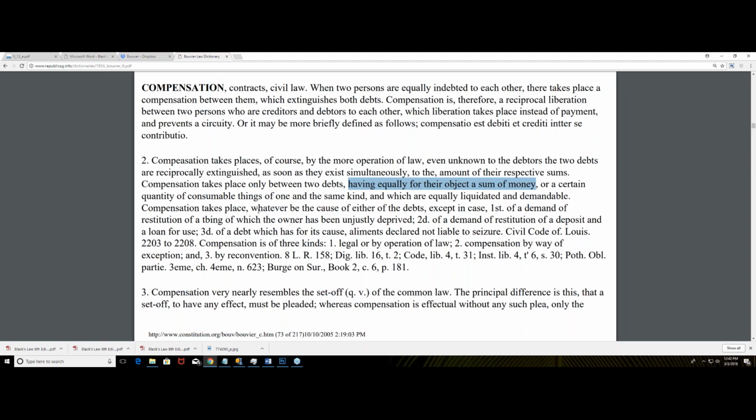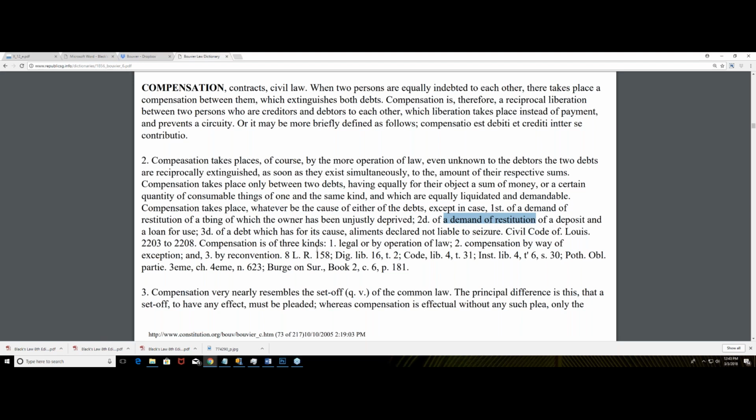Compensation takes place whatever be the cause of either of the debts, except in case first of a demand of restitution of a thing of which the owner has been unjustly deprived, and two, of a demand of restitution of a deposit and a loan for use. All right, right here, a demand of restitution of a deposit and loan for use. That's what you're doing. You're demanding a restitution of that because you're the older new court. You're making a deposit. You're giving them money to use. Of a debt which has for its cause aliments declared not liable to seizure.